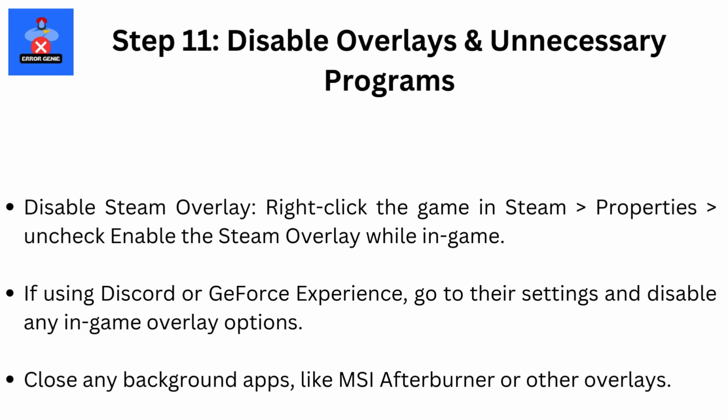Step 11. Disable overlays and unnecessary programs. Disable Steam overlay: right-click the game in Steam, then Properties, then uncheck Enable the Steam overlay while in-game. If using Discord or GeForce Experience, go to their settings and disable any in-game overlay options. Close any background apps like MSI Afterburner or other overlays.